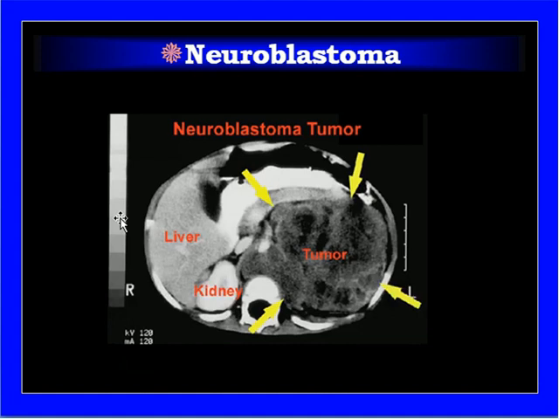Yet another case of neuroblastoma. This is a CT image. It's a large tumor. You can see the other structures. You can see the liver, the right kidney showing normal contrast excretion, whereas the left kidney is almost replaced by a large tumor, which has probably invaded the left renal vein as well.